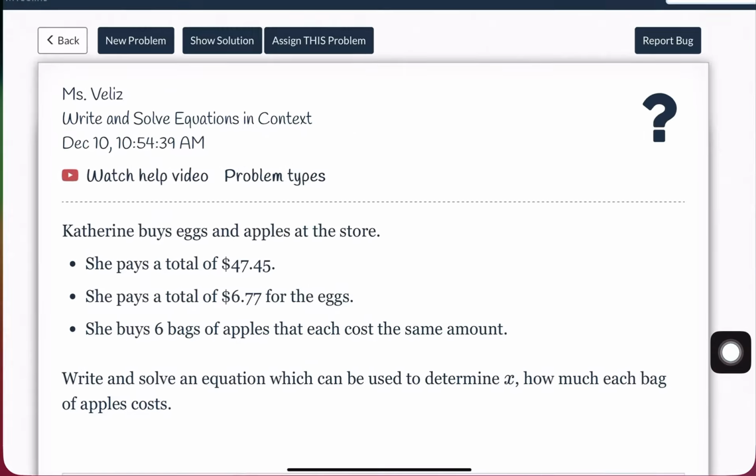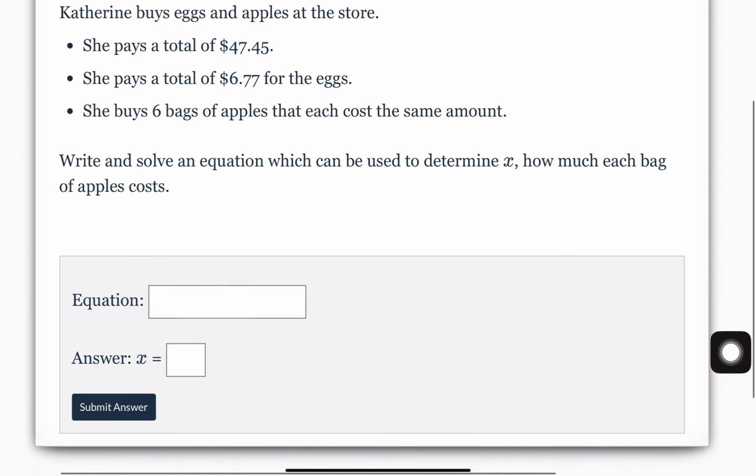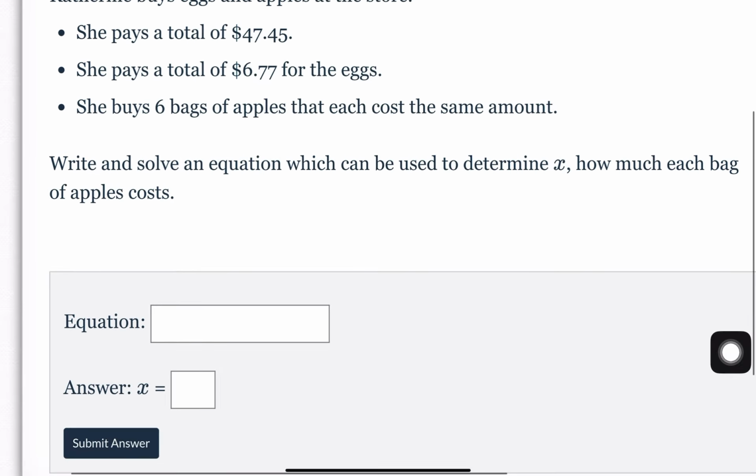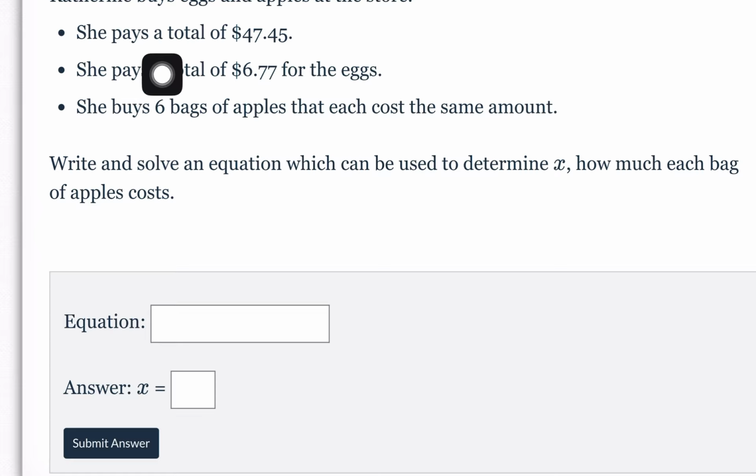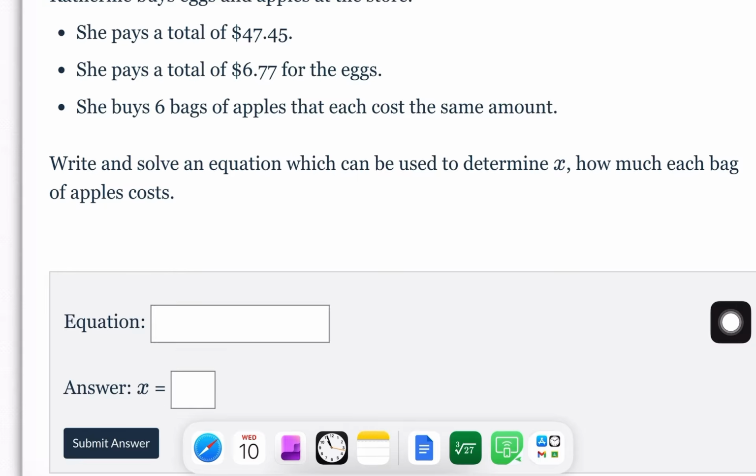So let's go ahead and start off here. We have Catherine, who's buying eggs and apples at the store. She pays a total of $47.45 for eggs and apples. She pays $6.77 for the eggs, and she buys a total of 6 bags of apples. They all cost the same amount, by the way. What we want to do is write an equation with x to determine how much each bag of apples costs. So let's go ahead and set this up.